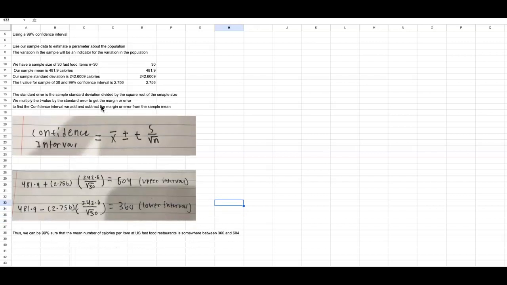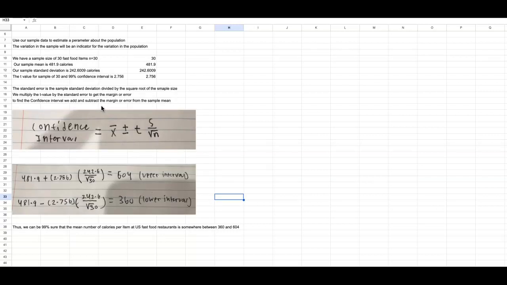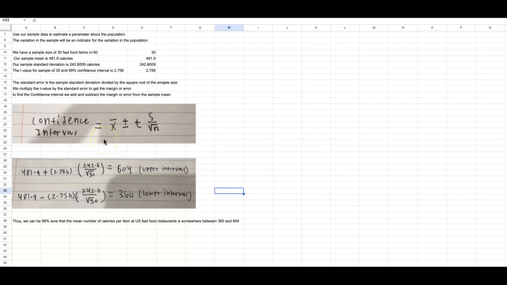So you're going to take the mean, and you're going to find the lower interval. You're going to subtract t times standard deviation over the square root of the sample size. And to find the upper interval, you're going to add instead of subtract there. And you can see the work below the formula here.